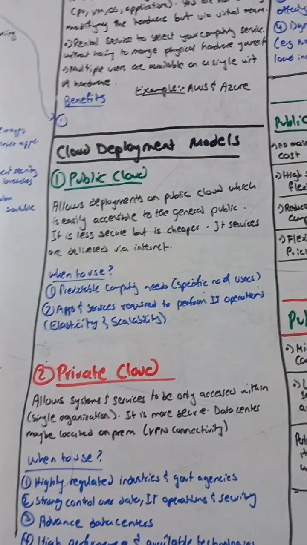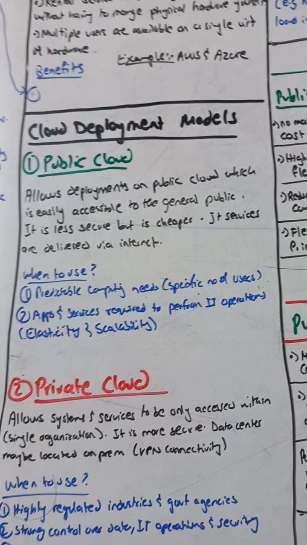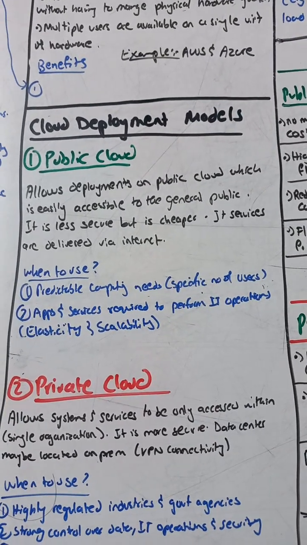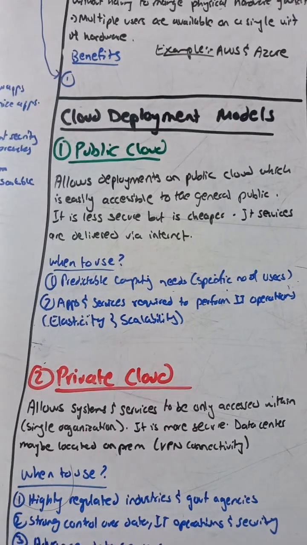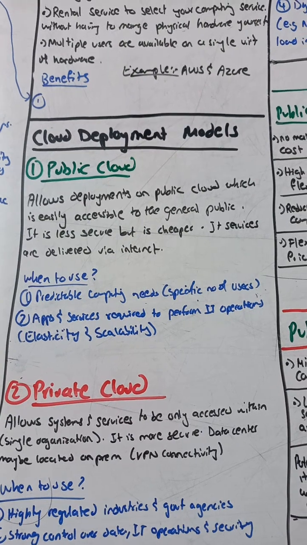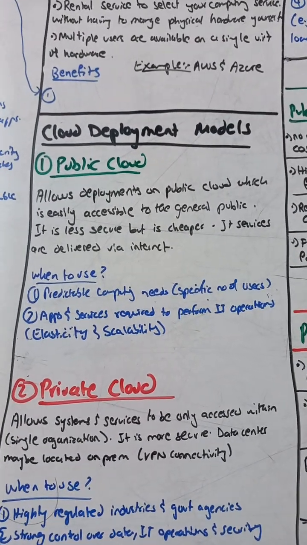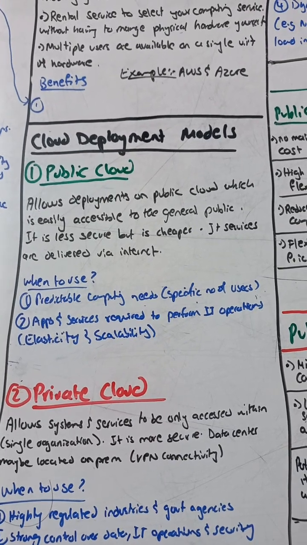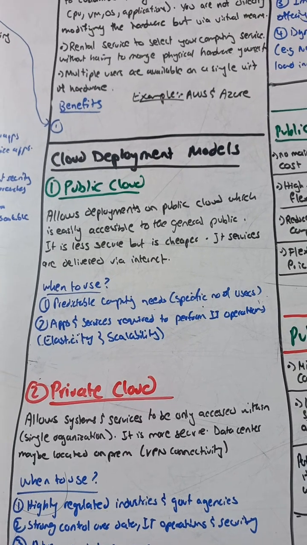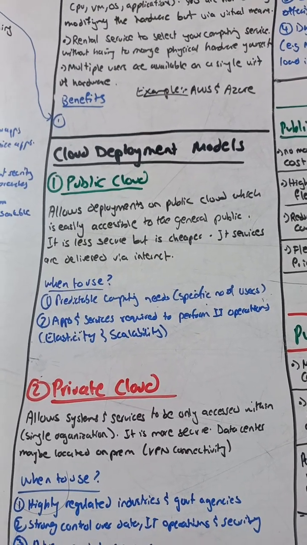The first one is public cloud. Public cloud basically means that you're deploying your application on the public. It can be accessed by everyone. And if you're allowing your application to be on the public, then there are going to be security threats. So that's one of the disadvantages. The advantages are that it's very cheap to use, very easy to use, and you can integrate it with different applications and different services.